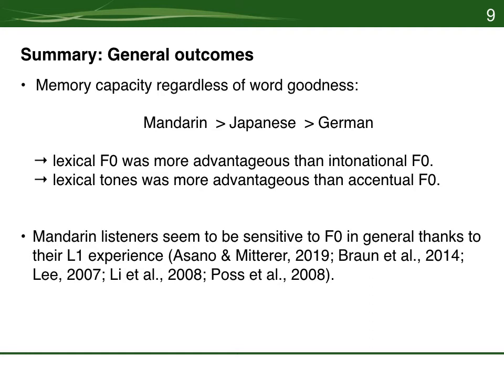A richness of F0 patterns at the intonational level was not advantageous in this study, so that Germans did not outperform Mandarin nor Japanese. Besides the 3 F0 conditions, the segment condition perfectly served as a control while showing no differences between the language groups. Mandarin listeners seem to be sensitive to F0 in general, thanks to their L1 experience.